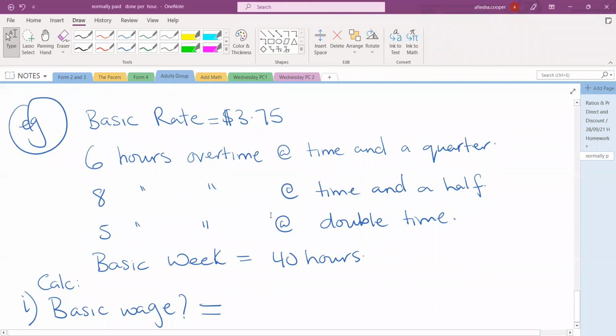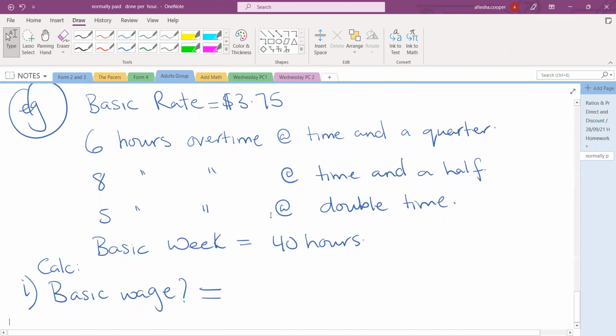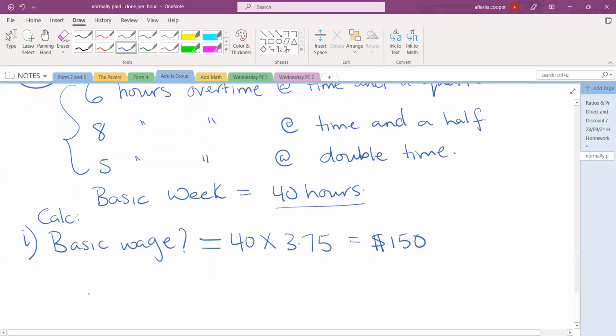Right, so we have a basic rate of $3.75. The person would have worked 6 hours overtime at a time and a quarter, 8 hours overtime at a time and a half, 5 hours overtime at double time, and they would have worked a basic week of 40 hours. So this 40 hours is before the overtime, right? So their basic wage would be the basic week multiplied by the basic rate, which is 40 by 3.75, $150 at the end of their basic week.